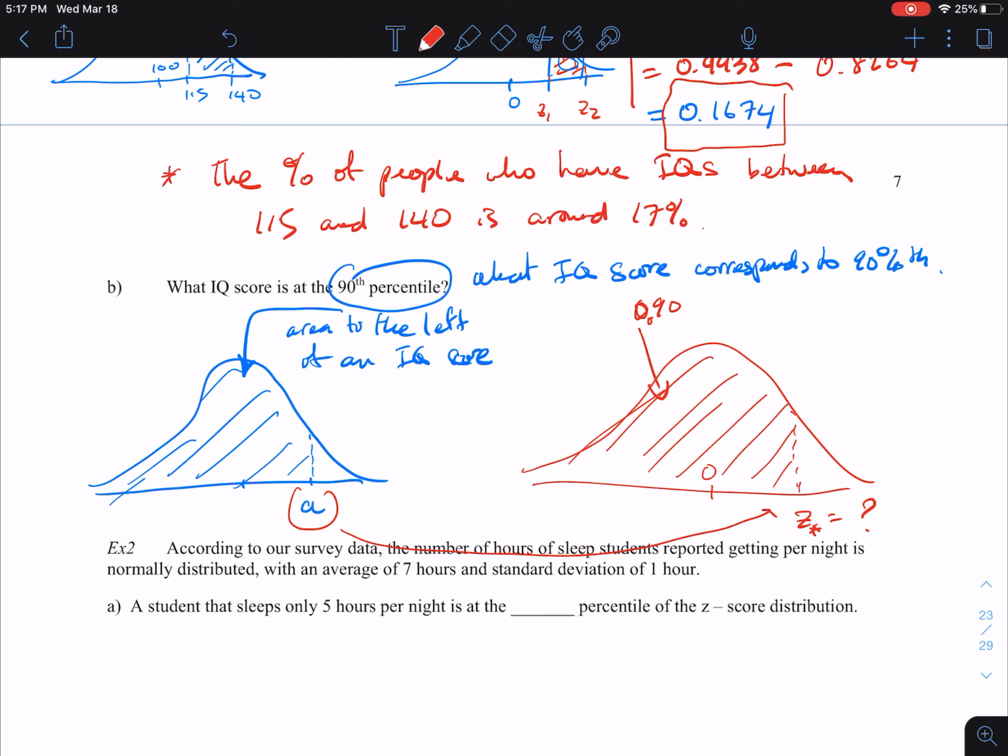Okay, so in the next video, I'm going to show you guys how to find that z-score that corresponds to the 90th percentile. So we said find a z-score that corresponds to the 90th percentile. Okay. All right, I'm going to end this video here and I'll show you guys how to do that in the next video.